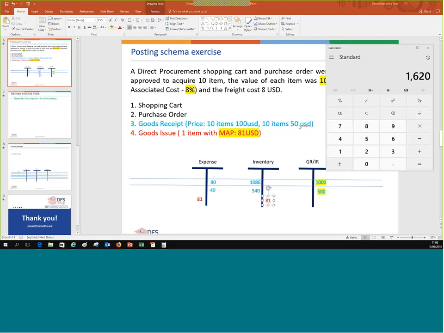So the moving average price is calculated by the system when the good receipt is posted. The system will say, now this is the value. We have 20 items, and the moving average price is 81. So every time you are sending one item to expense, so every time you are processing good issue, the system will be sending 81. So what happens if we acquire more items? The system will be automatically calculating.